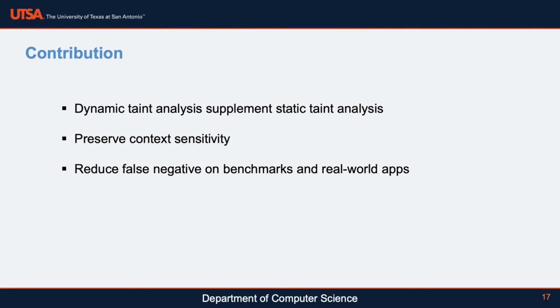Our work presents the following contributions. We first demonstrated that dynamic taint analysis results can be used as a supplement to static taint analysis to reduce false negatives in practice. We developed a novel approach, ConDySTA, to preserve the context sensitivity of the taint analysis. We performed the evaluation using the RepoJoy benchmark and also 100 popular Android apps from Google Play Store, and our evaluation result demonstrates that ConDySTA can reduce many false negatives reported by the state-of-the-art taint analysis tools. More details about this work can be found in our paper.